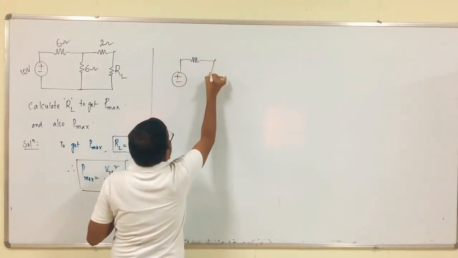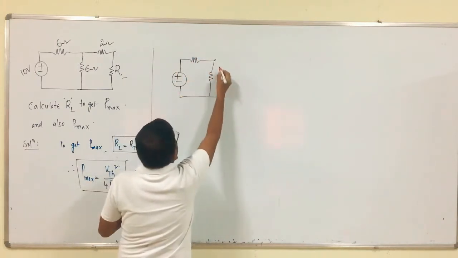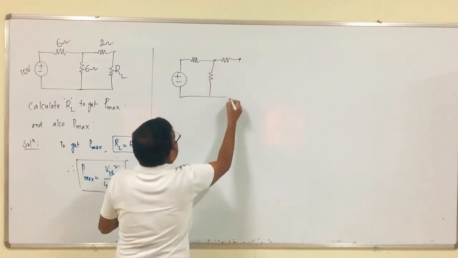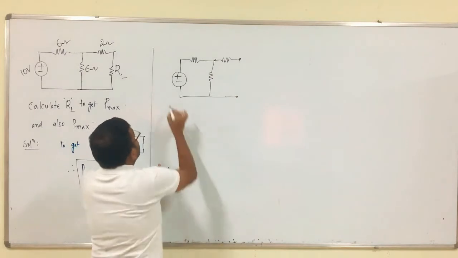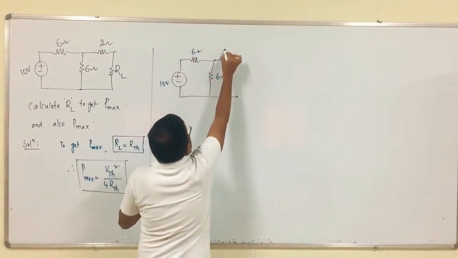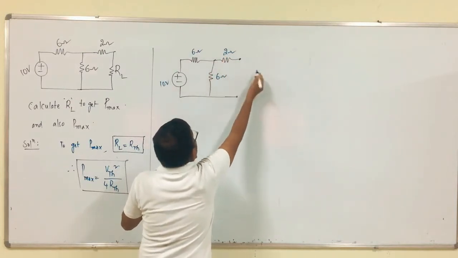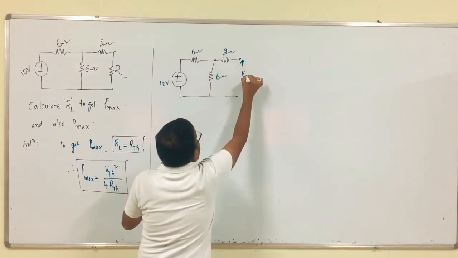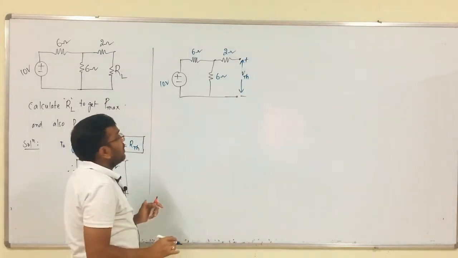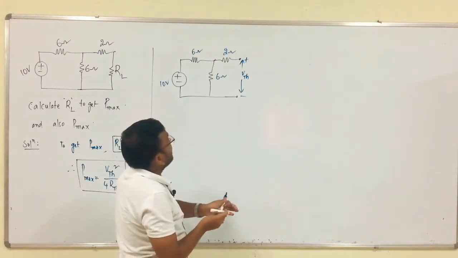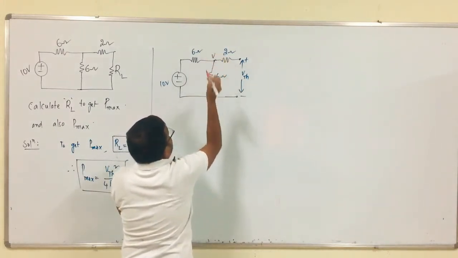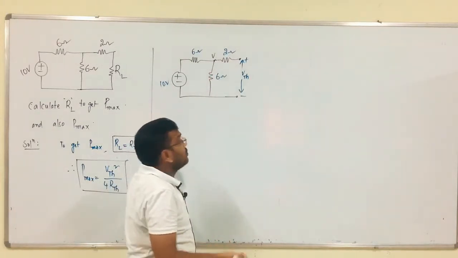We have to remove this load resistance. This is 10 volts, this is 6, this is 6. Between these terminals we have to calculate VTH. By using the nodal approach we can calculate the Thevenin's voltage. Let the node voltage be V.